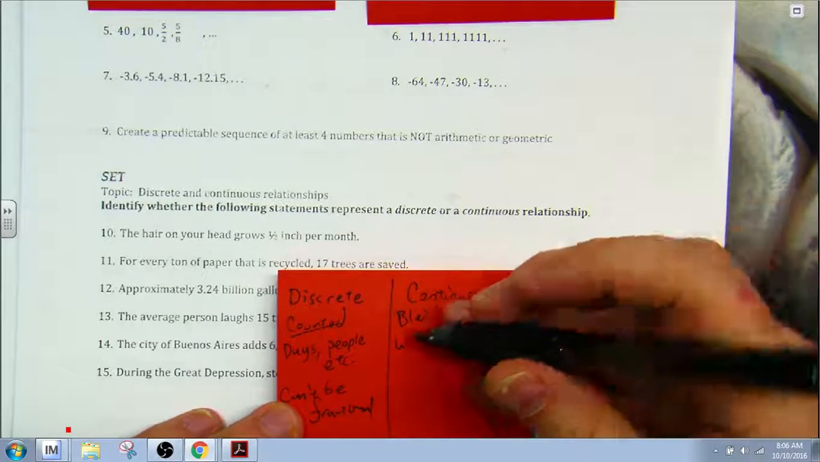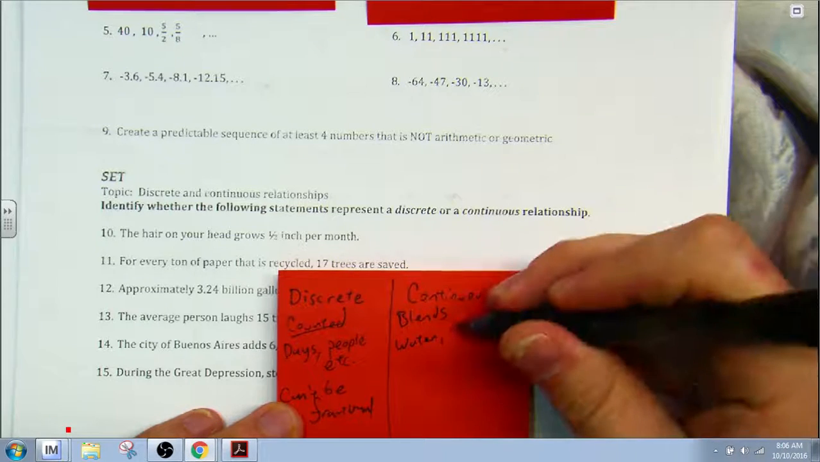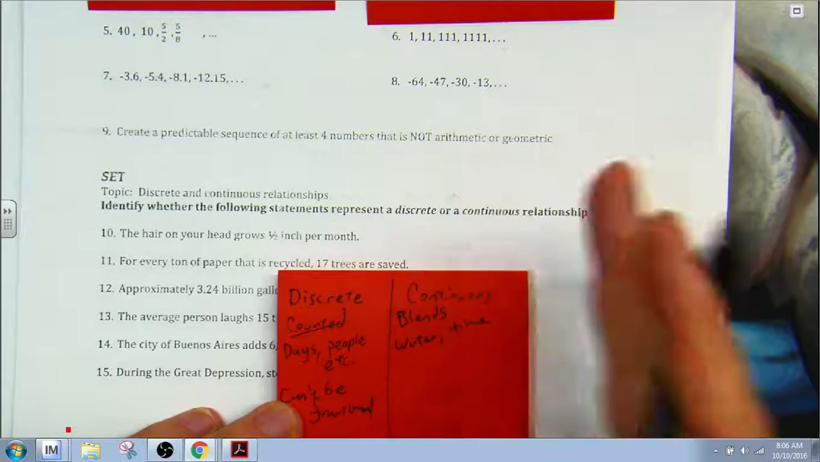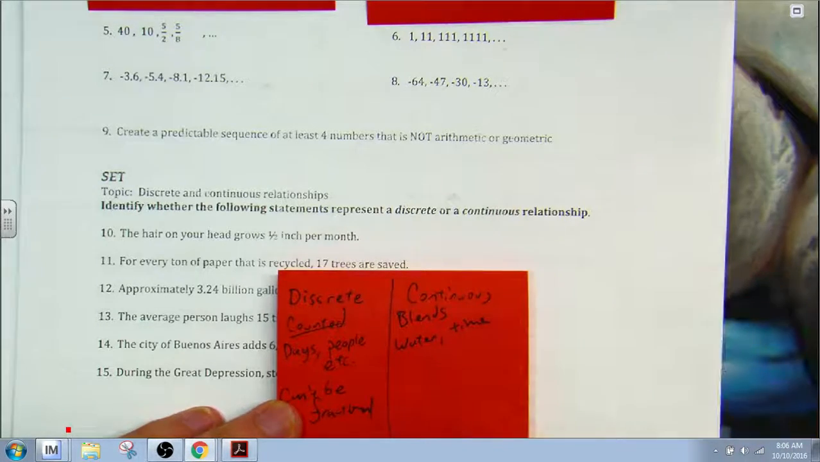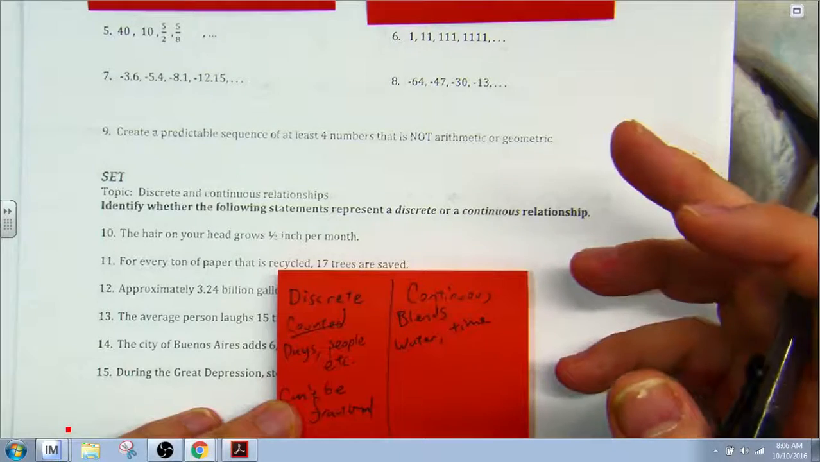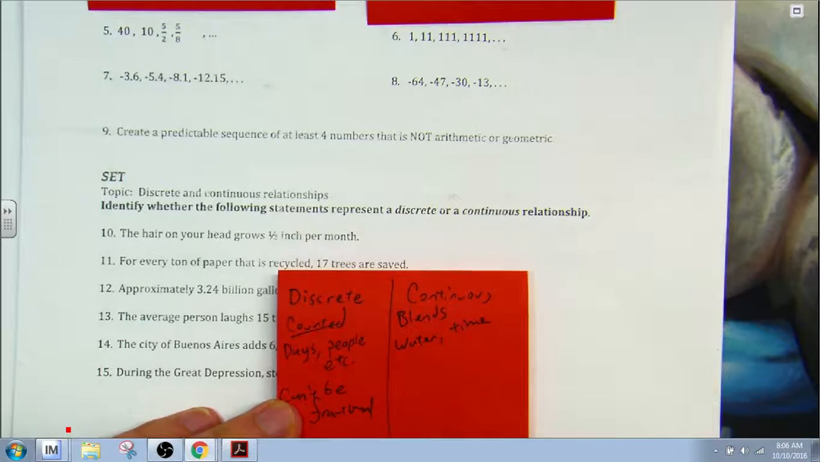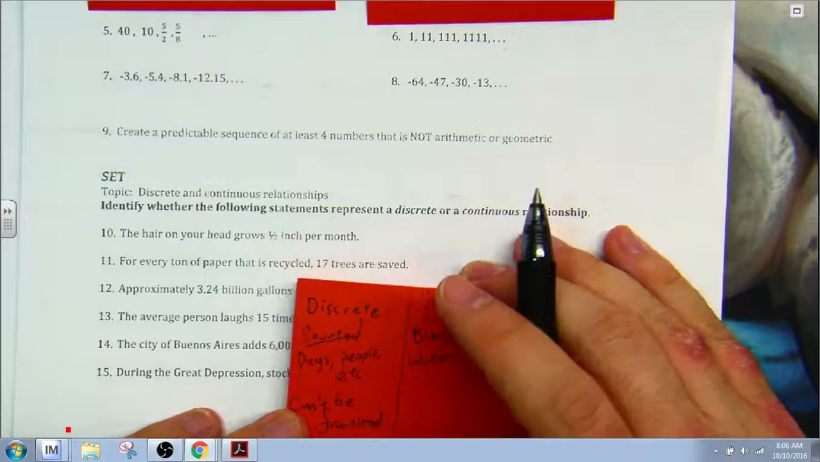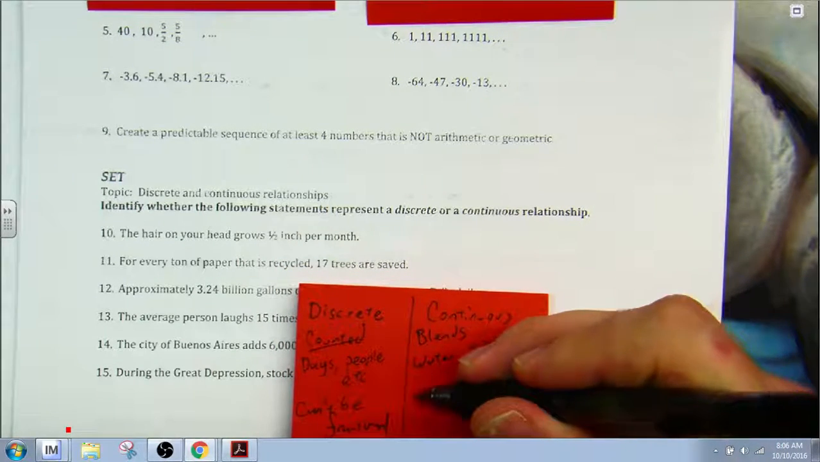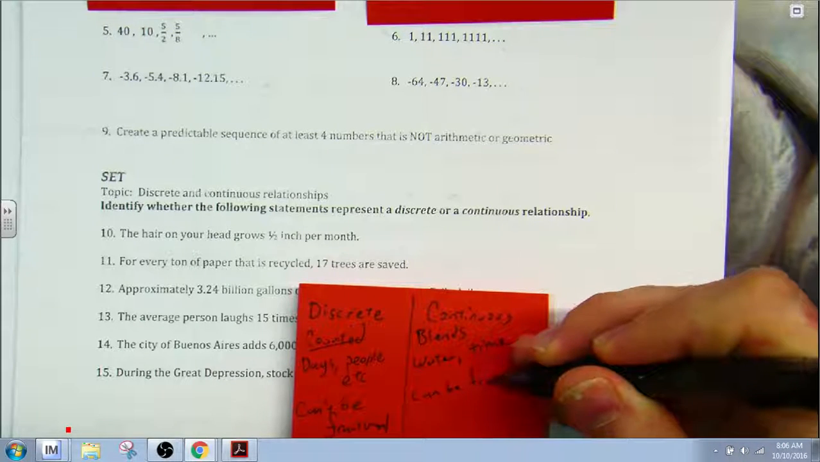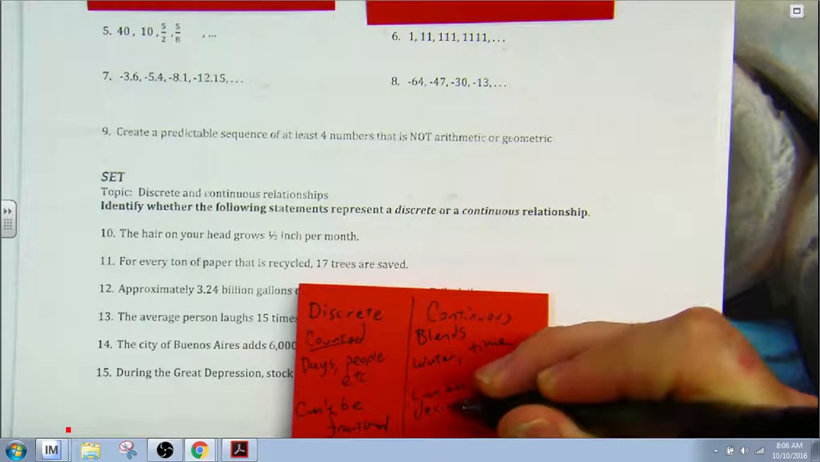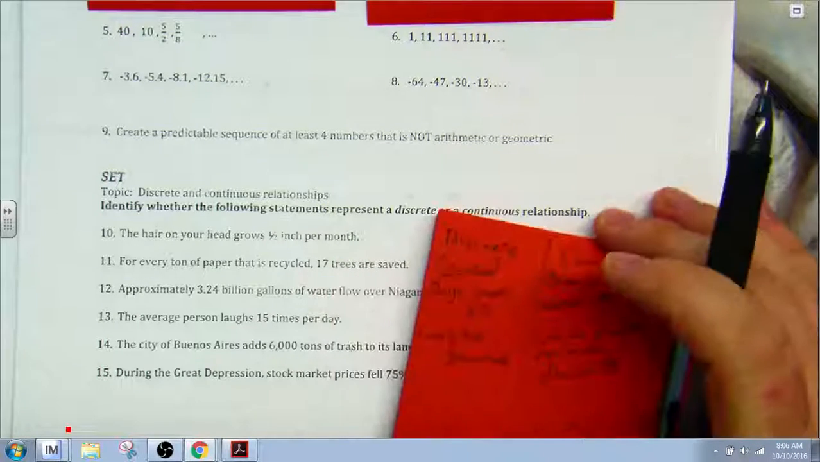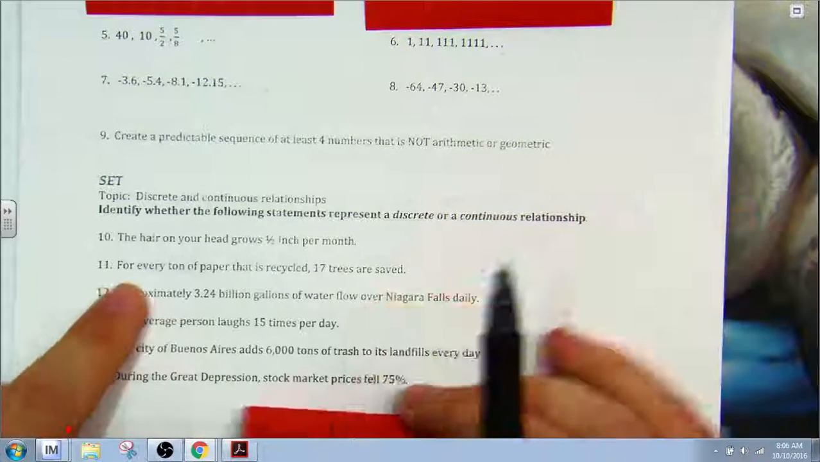Now, when we're talking about time itself, this blends together, right? It's not like we jump a second ahead and we've missed that whole part of a second. It blends together. It's continuously happening, as opposed to something like days, which is something that we count. 1, 2, 3, 4. Time will blend together. So it can be fractional, decimals. We can divide it infinitely, et cetera, et cetera.